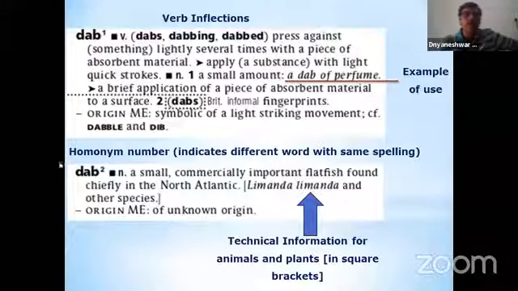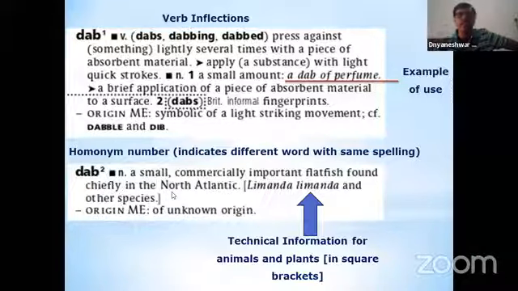When we move on, you can see that there are two entries of the word dab. So the word dab, here it's numbered as 1 and below it's numbered as 2. So these are the homonym numbers, which actually indicate different words with the same spelling. So the spelling is same, but it differs in meaning. So the first one, dab, also provides verb inflections because it is used as a verb. So dabs, dabbing, and dabbed, these are the three verb inflections. And then we also get an example of use, a dab of perfume. So here it is used as a noun.